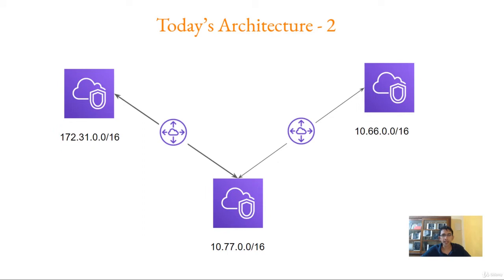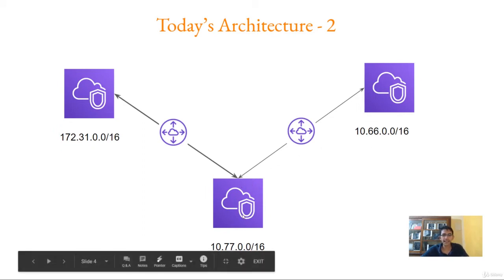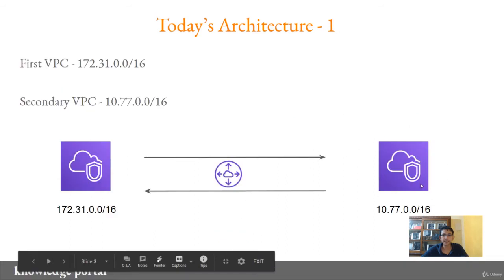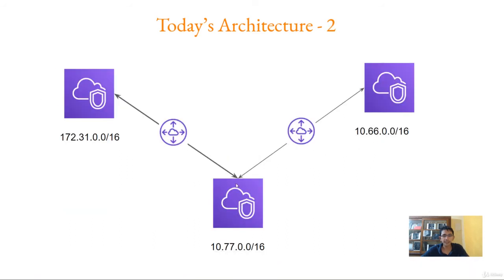Now we have one more architecture that we have designed where you have the same VPC, 10.77.0.0/16, which is the right one over here, and this VPC has two peering connections. One with the first VPC that we were discussing in architecture diagram 1, but it also has one more peering connection with one more VPC with the CIDR of 10.66.0.0/16. So these are the two architecture diagrams based on which we'll have today's demo. Let's quickly have a look into it.